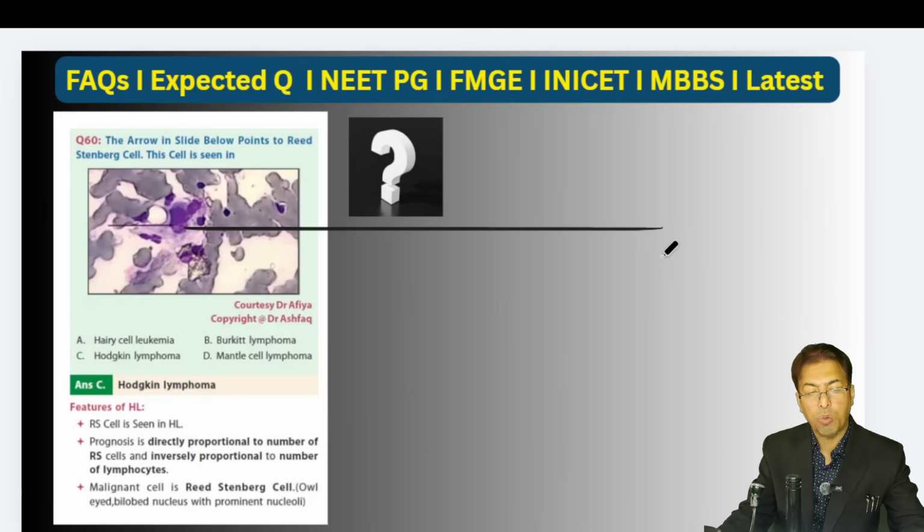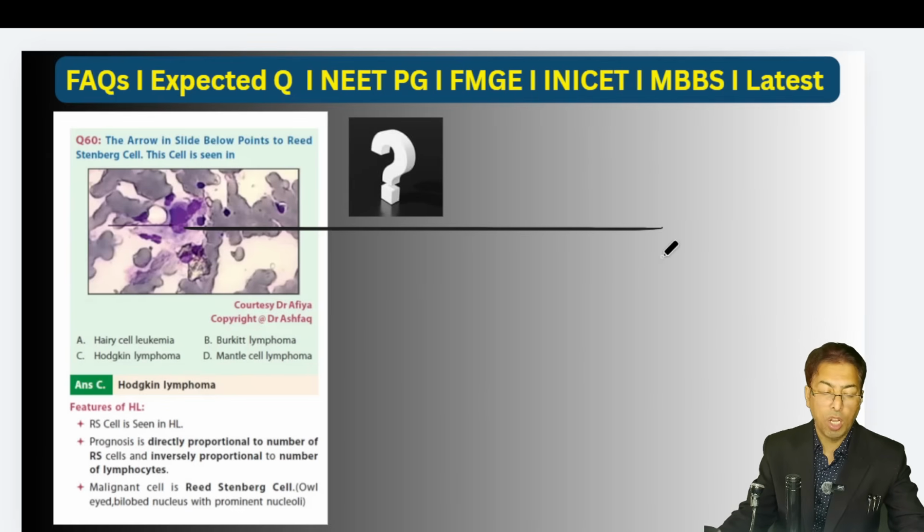As far as this question is concerned, four options are given. I think a good student will not even look at the options because it is a very simple question. Lymphomas: Hodgkin's and non-Hodgkin's. Hodgkin's lymphoma is characterized by RS cells, Reed-Sternberg cells. The question is simple. The answer is straight away there. But the ability to recognize RS cells matters, because sometimes they may give you a question as far as this is concerned.